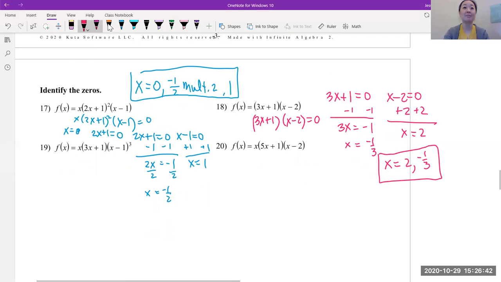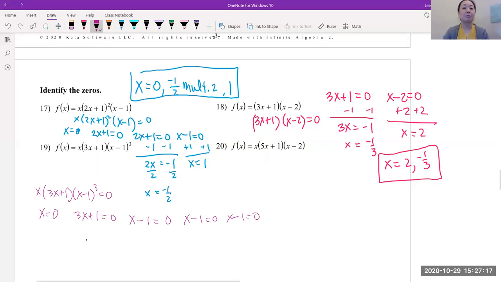We got this 2 more times. All right. So again, we're going to find the zeros. So x times (3x + 1) times (x - 1) to the 3rd power. So x equals 0, 3x + 1 is equal to 0, and x - 1 is equal to 0. And how many times are we going to do that? 3 times. Why 3 times? Because it says to the power of 3.